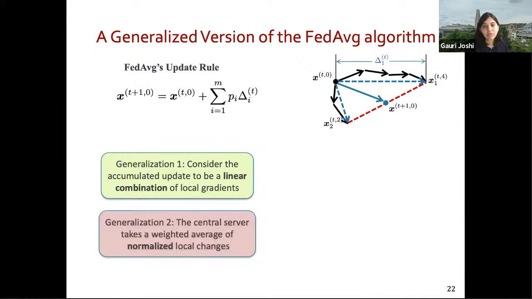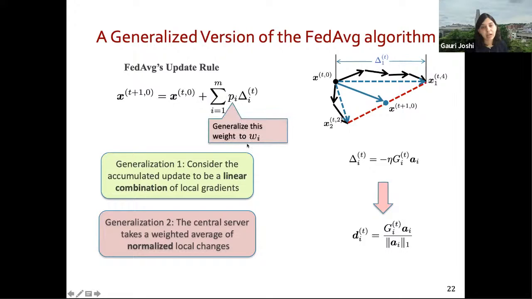The second thing that we changed is that instead of the central server taking a weighted average of these delta_i's, the accumulated local updates, we consider that these clients will normalize their accumulated updates by the L1 norm of a_i. So this doesn't change much. It just scales down what the clients are sending. And then the server can also set a weight assigned to each of these updates in a different way. So instead of p_i, we allow this to be any general weight w_i.